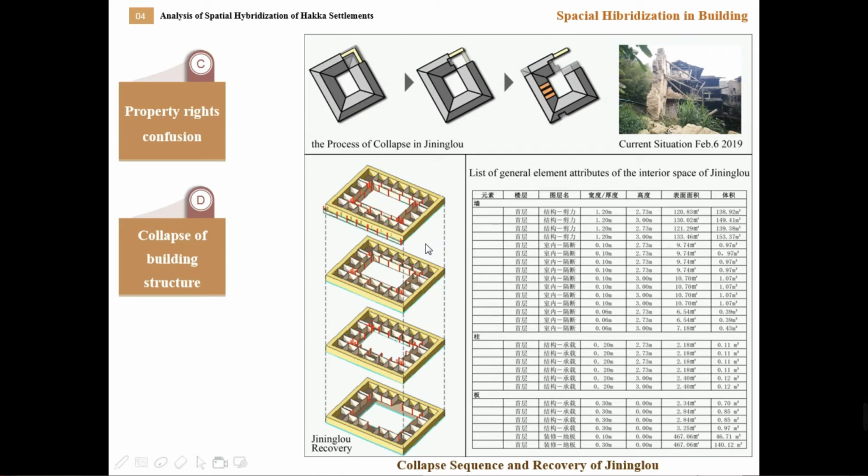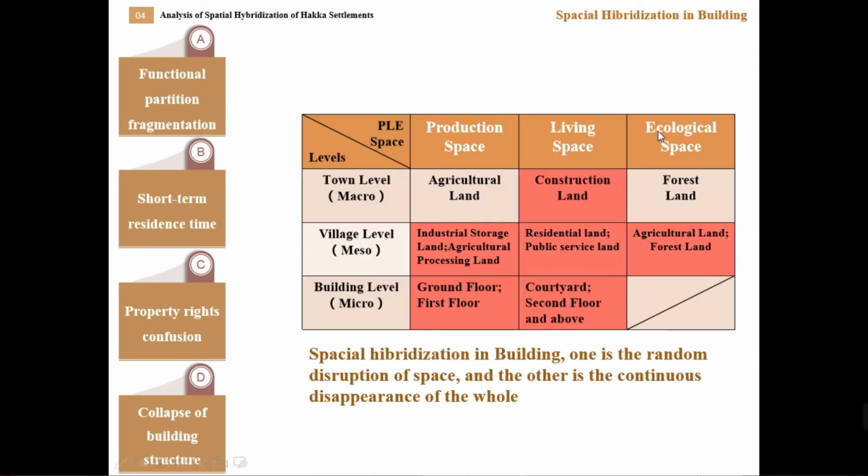And also, some Tulou, just like what I explained before, are demolished by nature or by human beings, and sometimes when an ancient Chinese dwelling is not lived in by people, it will crash right away. So the production space and living space are of great significance at the building level. So spatial hybridization in the building means one is the random distribution of space and the other is the continuous disappearance of the whole.